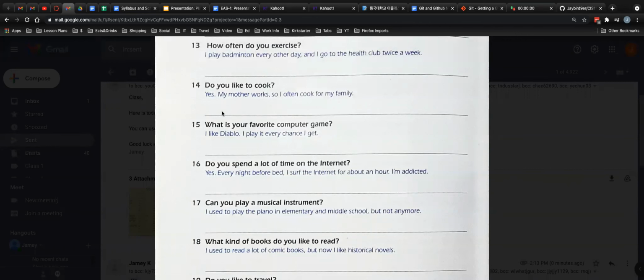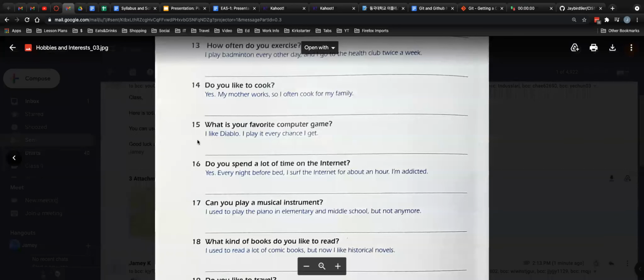So remember that you can use these questions in your chatting activity, and your answers to these questions might be similar, right? You might say, not Diablo, but you might say like Overwatch. I can't really write very well, but that's Overwatch, right? So you might say, I like Overwatch. I play it every day. Something like that. Okay? It's not very good handwriting, but anyways.